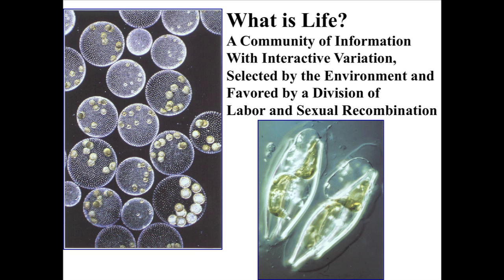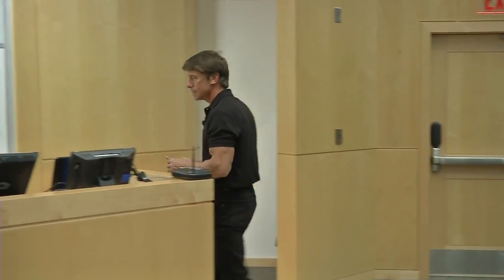So what is life? One thing that we can notice about it already is that it's characterized as a community of information, a sharing of information with interactive variation, selected by the environment for survival, and favored by a division of labor. I show in this picture here a colony of Volvox cells, which have these large cells and these smaller cells. Each one of them do different functions. And what you will see is another characteristic of eukaryotic life is this division of labor, even between the sexes in males and females.